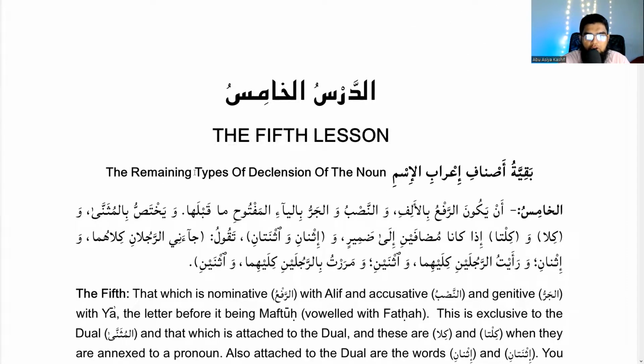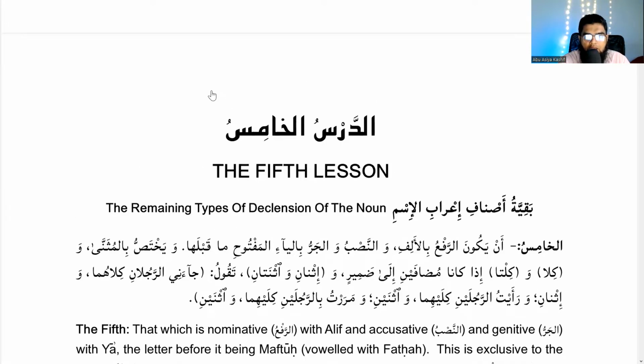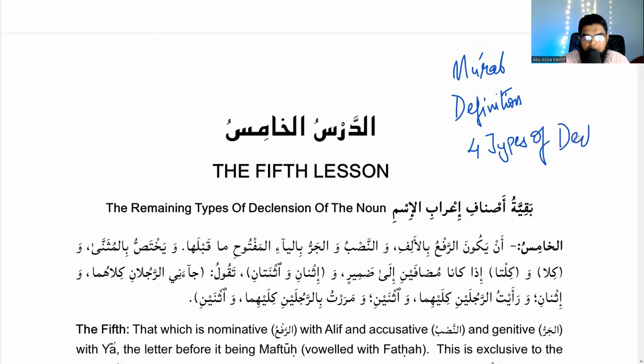So we learned about Mu'rab and its four types. We learned the definition of Mu'rab, I'rab, Amil, Mahallul I'rab, and then the four types of declensions. The first type is dhamma, fatha, kasra. It happens in three places: singular nouns, broken plurals, and jari majrur sahih.